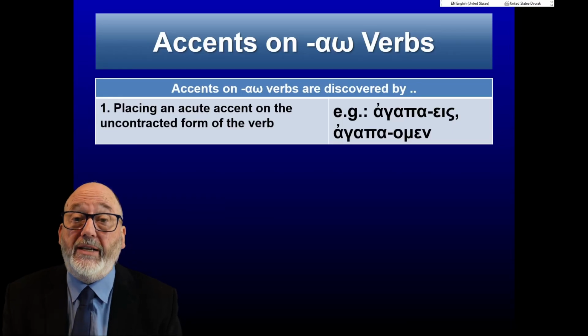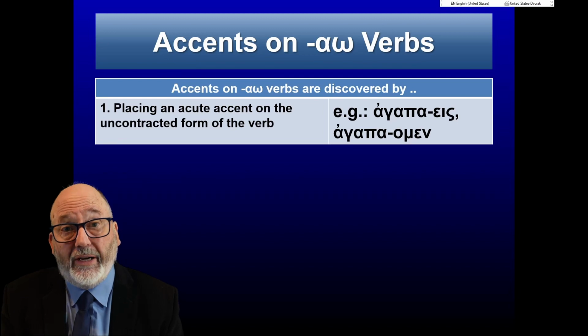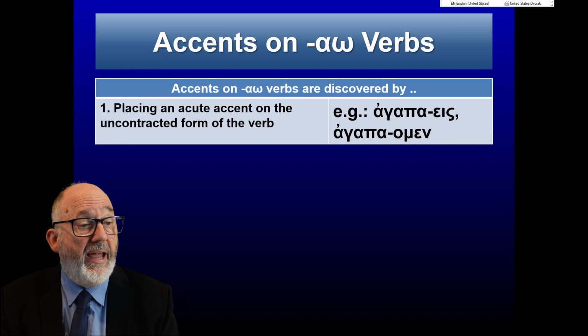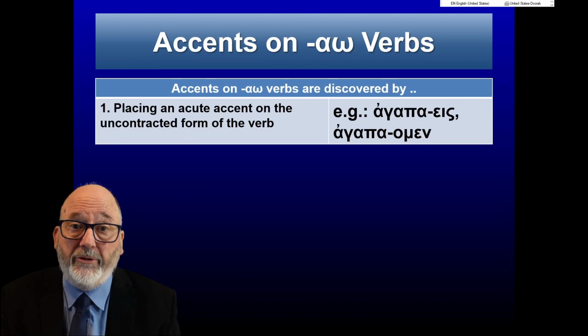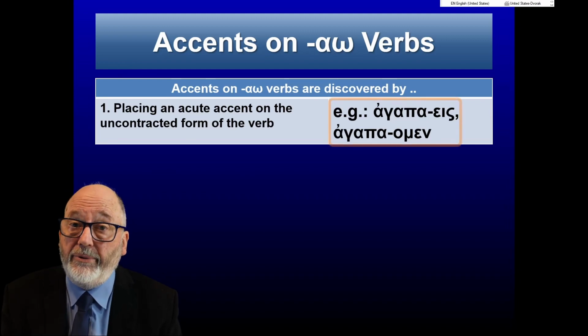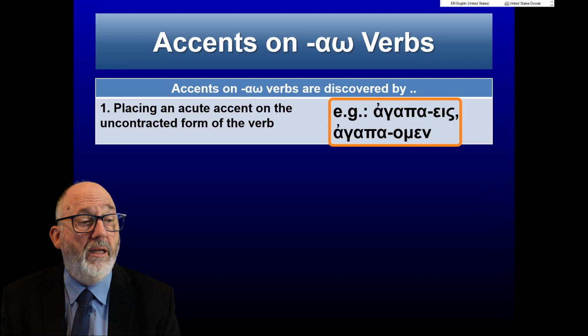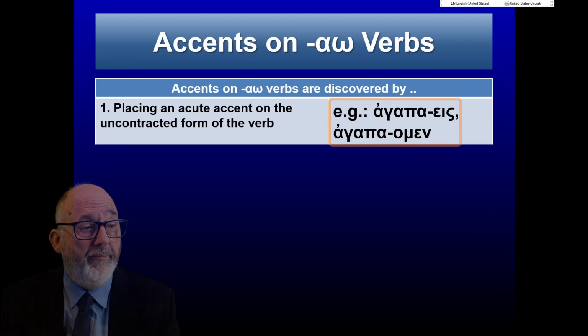The first thing we do is write out the uncontracted form of the verb. And I thought we might use ἀγαπάω as our pattern verb and take the second person singular and the first person plural. And we write them out here, ἀγαπάεις and ἀγαπάωμεν.